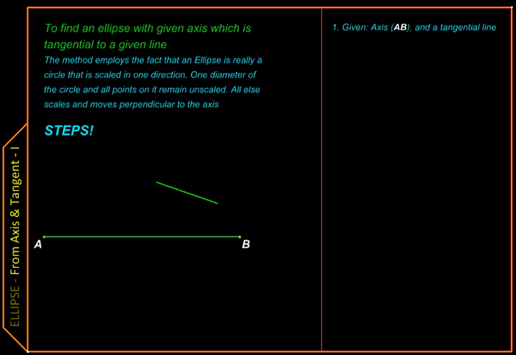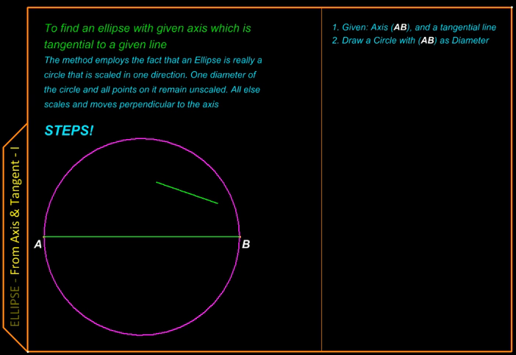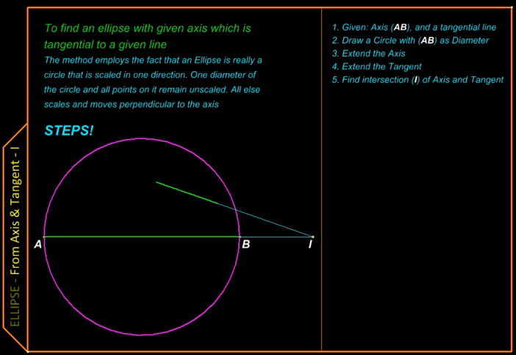Okay, so now let us look at the steps. First we are going to draw this circle with AB as its diameter. Then we are going to extend the axis AB, and we are also going to extend the tangent given to us so that they intersect at point I. So I is the point of their intersection.